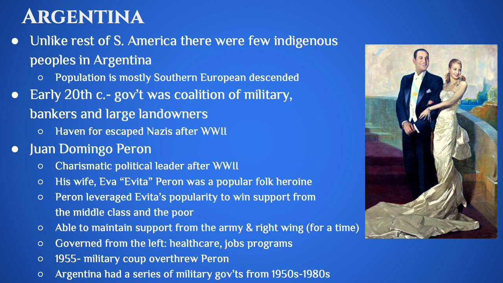And Perón is able to leverage his wife's popularity to get more support from the middle class and the poor in Argentina. And he was even able to maintain support from the army and the political right wing, at least for a time. Although he did govern from the left. He was very interested in healthcare for the people and jobs programs. And eventually that just became too much for the military, and they overthrew Perón in 1955. And then you just get this series of military governments from the 50s all the way up into the 1980s.